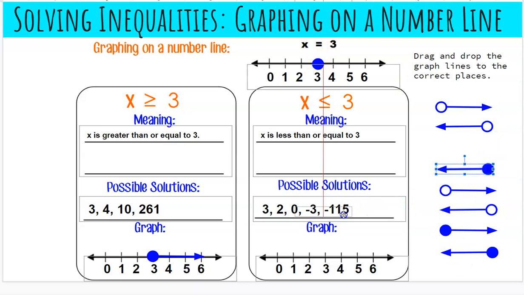So I'm going to grab this guy right here. He's going to be on top of the 3, closed in, and the arrow covers everything else it could be. It could equal 2, 0, negative 3, negative 115. Any of those numbers that are less than or equal to 3. All right. Let's look at the other ones on the next page.